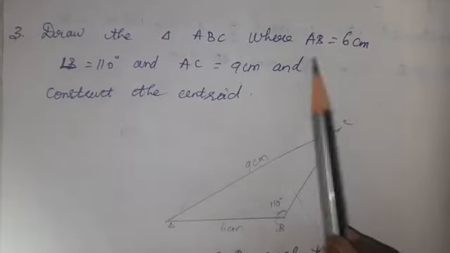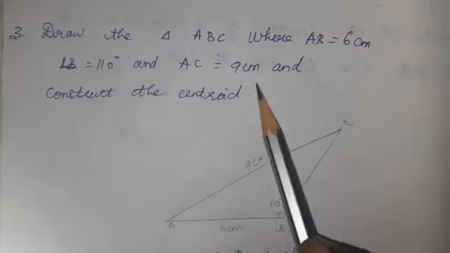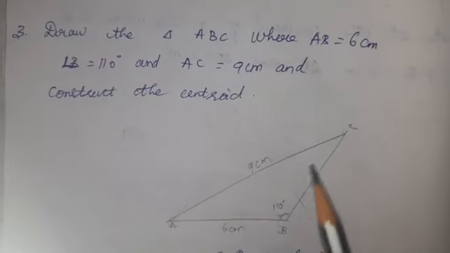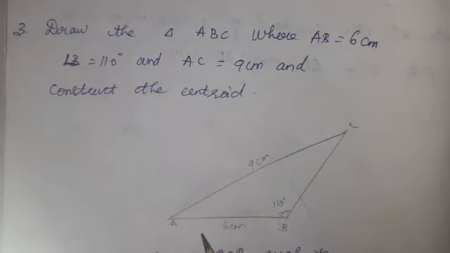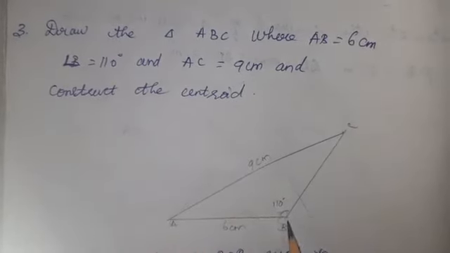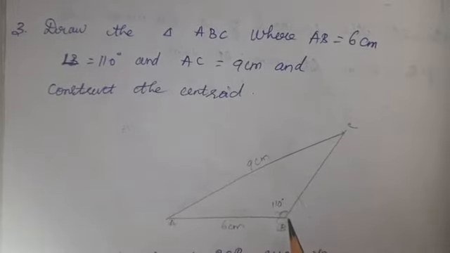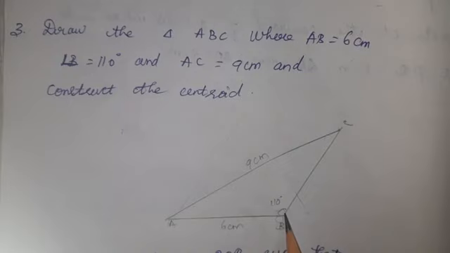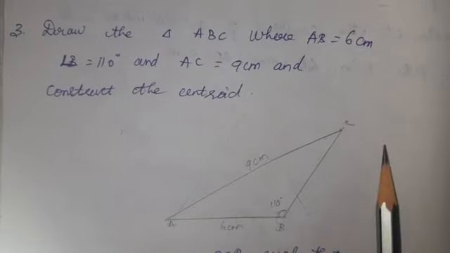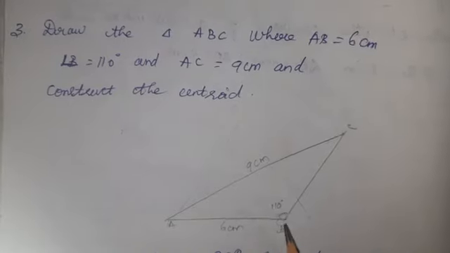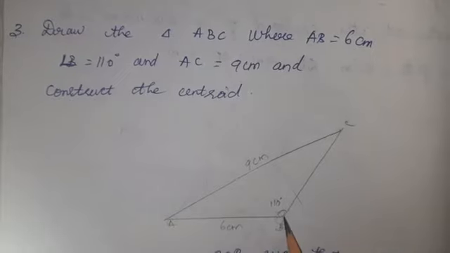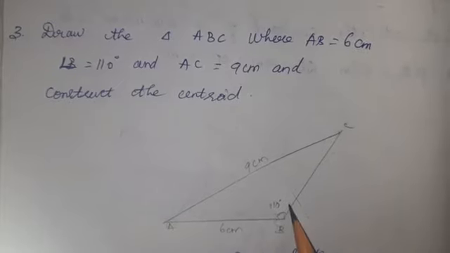Here I marked it as 110 degree. Next, AB value is 6 centimeter. AC value is 9 centimeter. This is the rough diagram. How to draw the fair diagram: draw a line segment of 6 centimeter. Take a protractor, keep the protractor at point B and mark 110 degree. It is an obtuse angle, so carefully you should mark it. After marking that, draw a line like this. It is the 110 degree line.